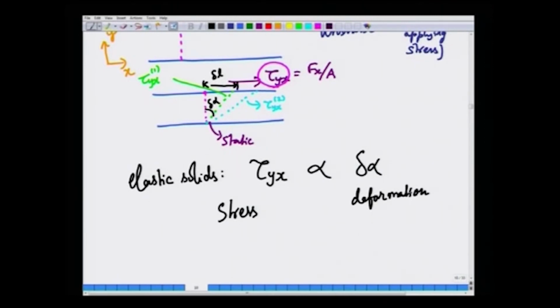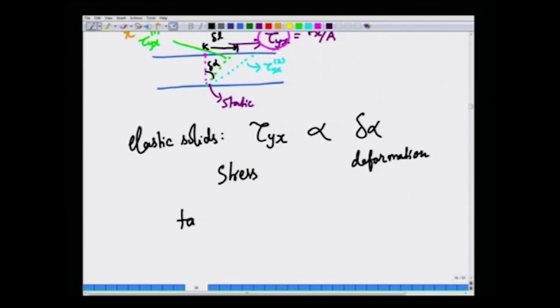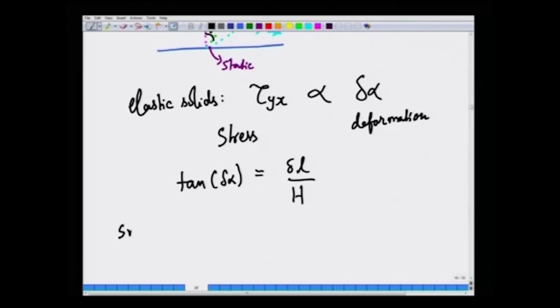Now, using simple geometry, we can find that tan delta alpha is nothing but delta L by H, but we are looking at small deformations. For small deformations, the angle delta alpha is small compared to 1.